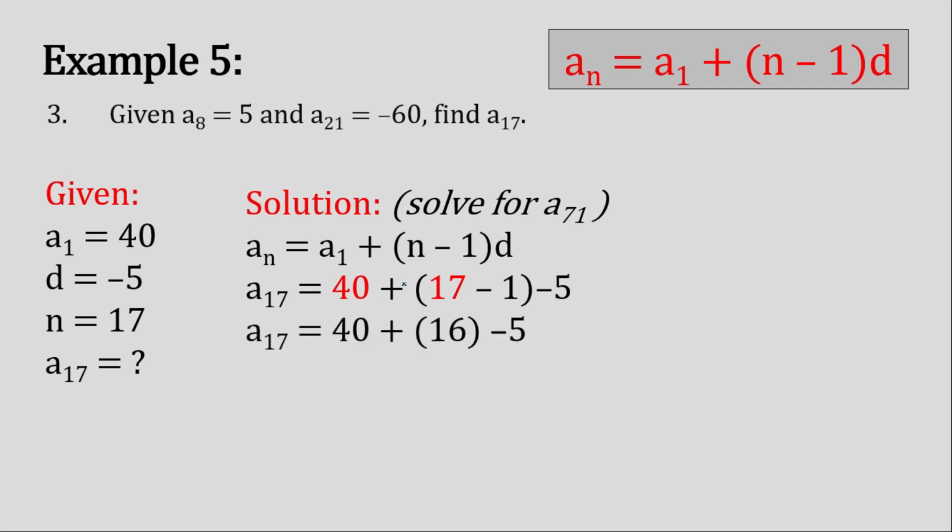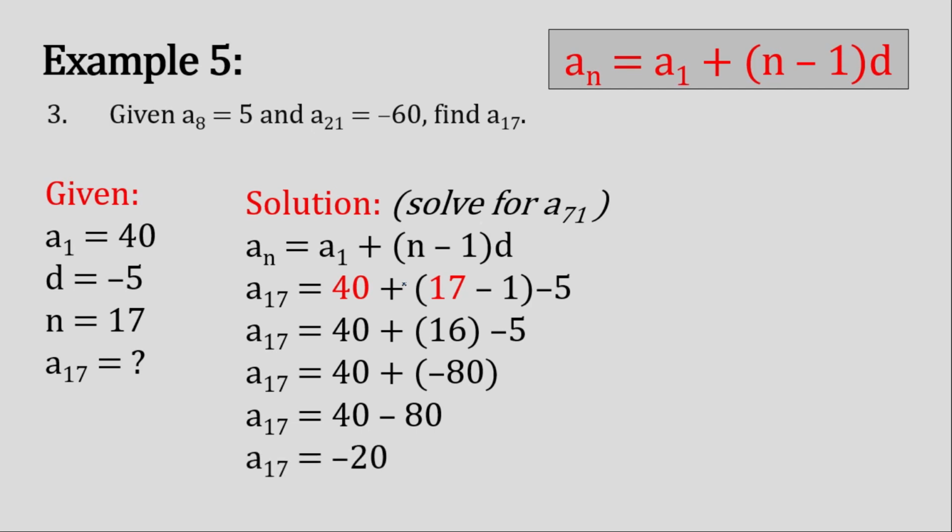So a sub 17 is equal to 40 plus 16 times negative 5. So 16 times negative 5 is negative 80. So we have 40 plus negative 80. And let's eliminate the parentheses. So a sub 17 is equal to negative 40.